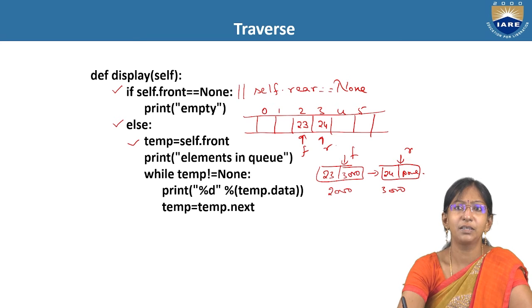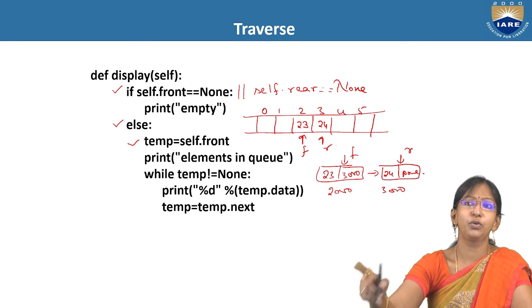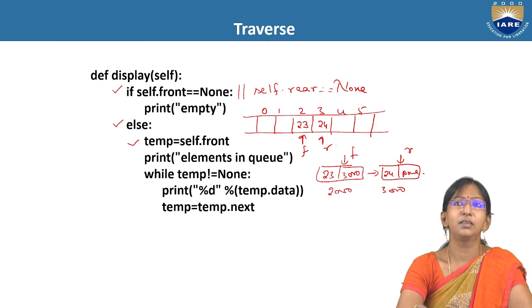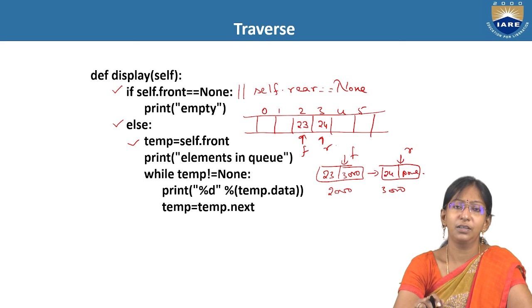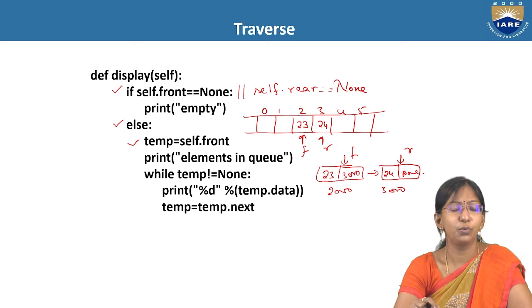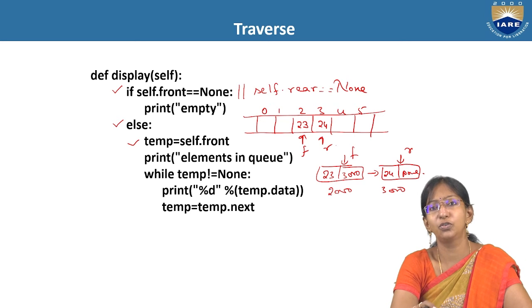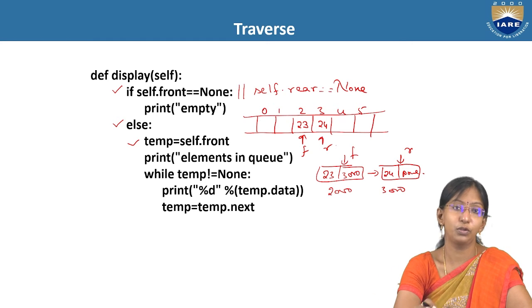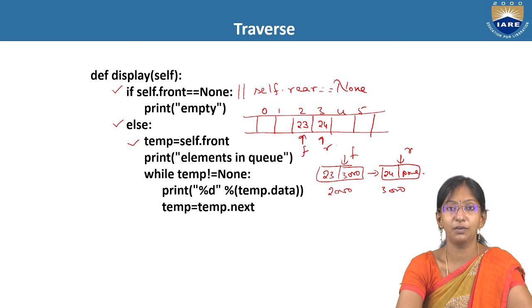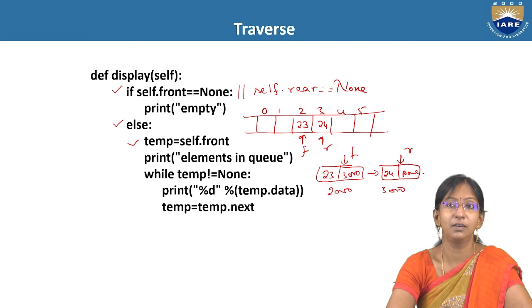So until my temp is none, I'm going to print the content and I'm going to take a hop, right? This is nothing but your traverse function in your queues. Okay, so guys, please do remember, in case of stacks by default the starting point is 0 or the first one is 0, but here we don't have that. We have to start from the front and end at the rear. Okay, this is the traverse function.